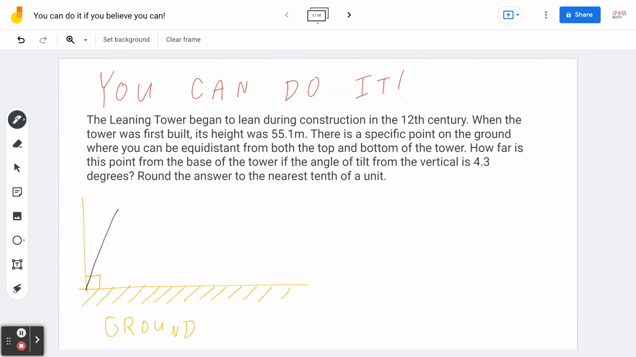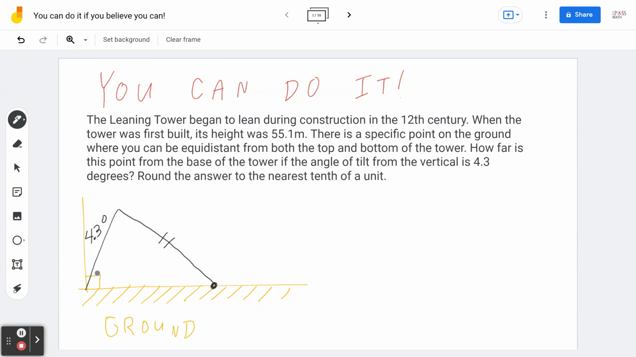You could be leaning to the left, of course, but for this diagram, it's going to be leaning to the right. The angle is going to be 4.3 degrees from the vertical. But the goal is you want to find a point somewhere on the ground. Let's say right there. Now, what is so special about this point?